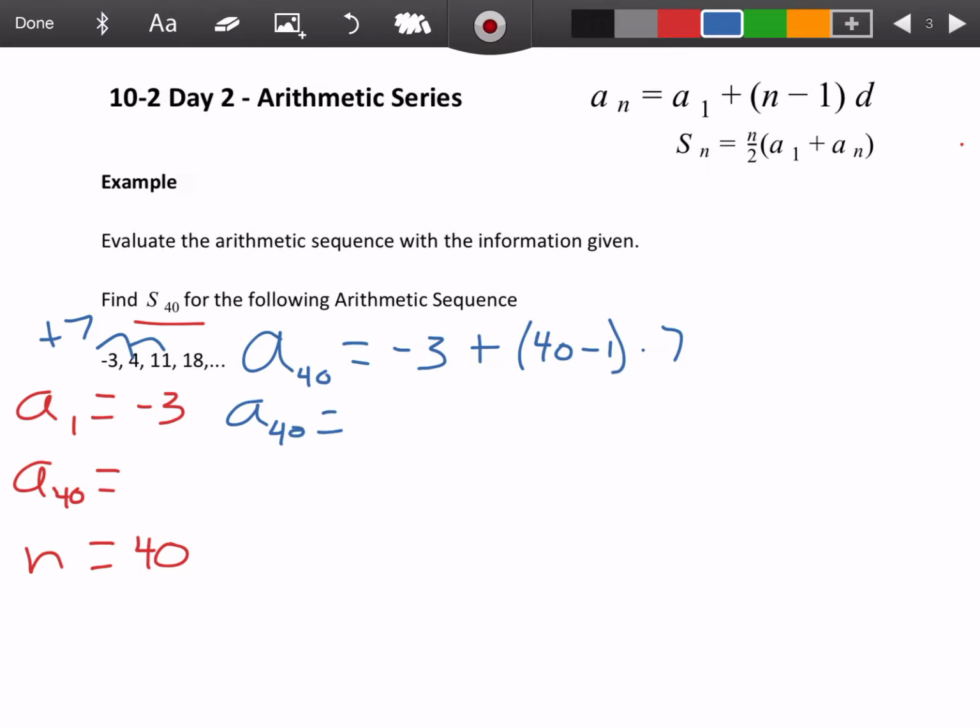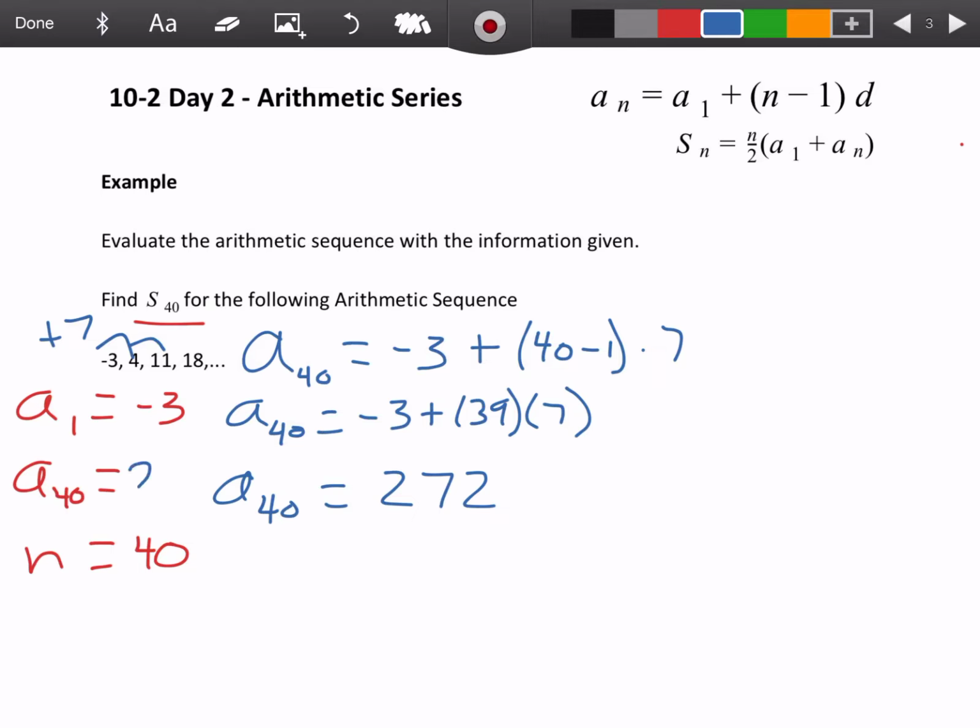So A of 40 equals our first term, -3, plus 40 minus 1 times our common difference. Well, we keep going up here by 7, so our common difference would be 7. So A of 40 equals -3 plus 39 times 7. You can plug that into your calculator and come out with 272.